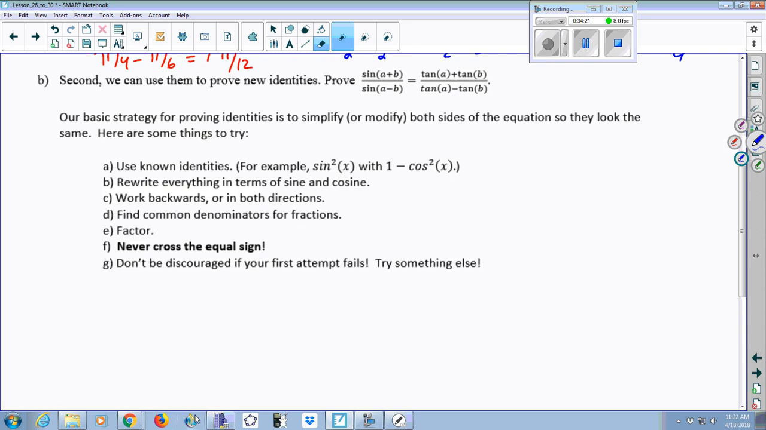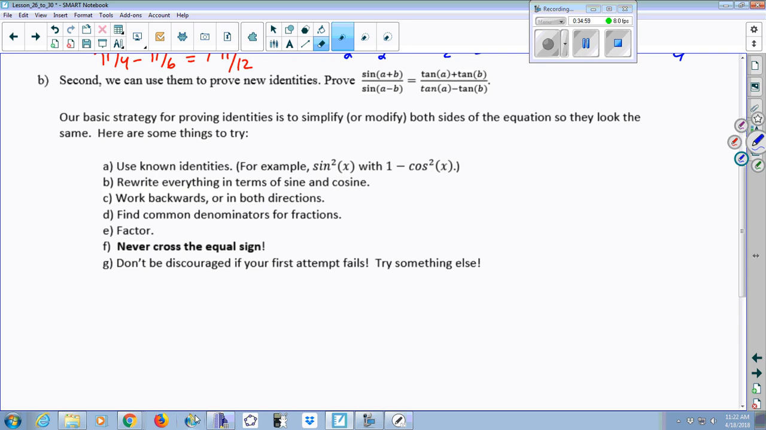So this last thing is really important. Don't be discouraged if your first attempt fails. Try something else. You don't become good at doing identities unless you do a lot of them. And most of you are not going to have time in your life to do as many as teachers have done, right? So we have some examples, but there's no template. I can't give you a template and say, every time you see an identity, you do this and you do that and you do this. It's not a cookbook. There are strategies I can tell you about to try that might help you see your way through the forest, okay?